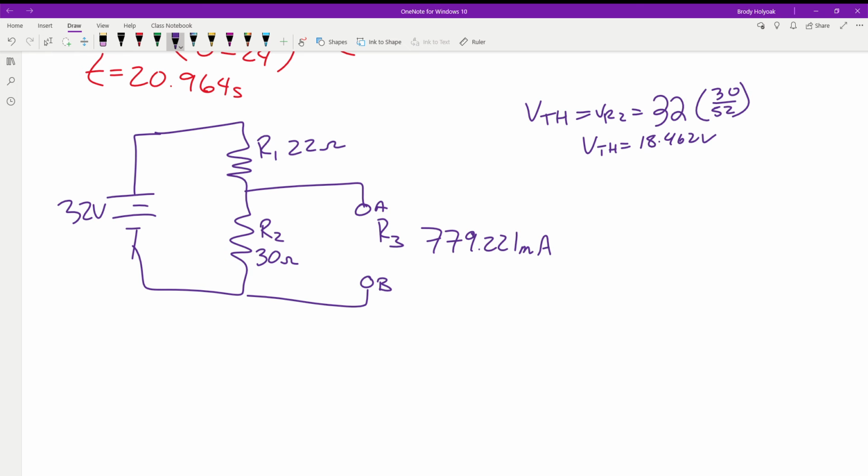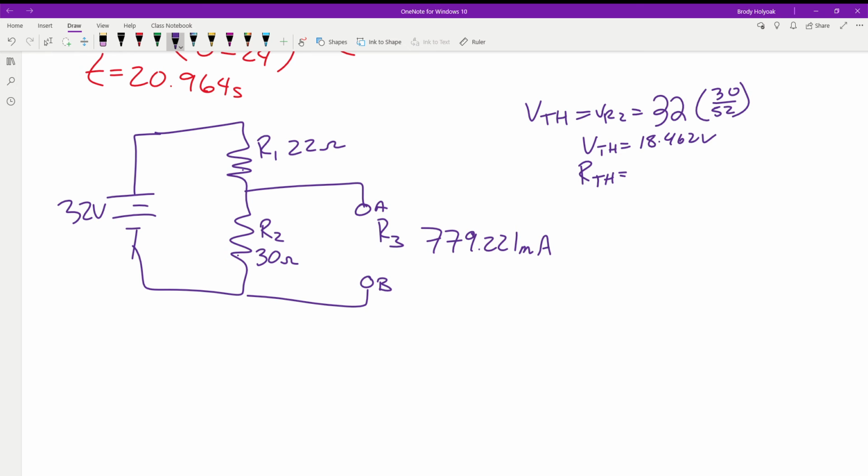Okay. So does that make sense, Simon? So we've got 30 and 22 in series. Add them together. Okay. So now our R Thevenin is the resistance that we see from point A to point B. We short the supply to get it out of there. So all we're left with is R1 and R2 in parallel.